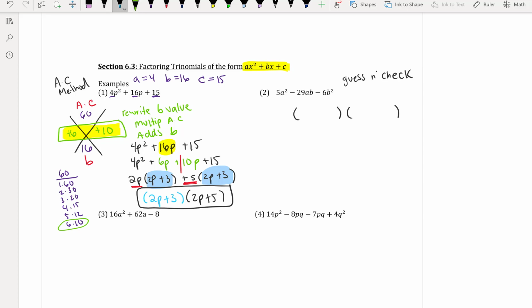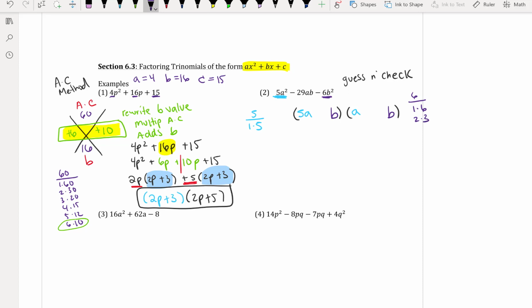So I'm going to look at what the first term is. That's a 5a squared. So the only way to get 5 is 1 times 5. So I know that I have a 5a and an a. Okay. The next thing I'm going to look at is my last. So that's a b and a b, because I have my 6b squared. So to get 6 is 1 times 6 and 2 times 3.